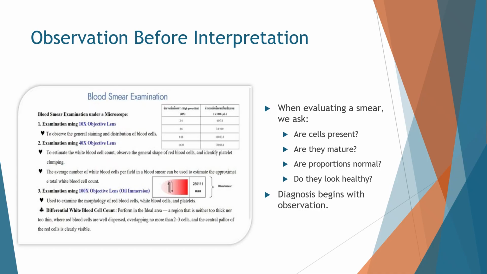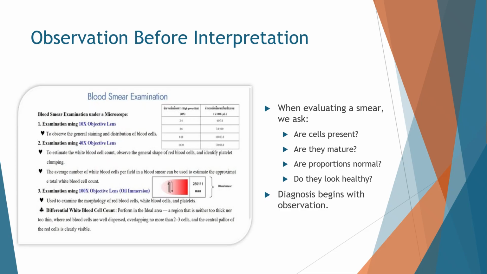Okay, this slide represents one of the most important mindset shifts you will make as a laboratory professional. Before we diagnose, before we label, before we panic about blasts or weird-looking cells, we observe first. In histotechnology and hematology, interpretation without observation is how mistakes happen. The microscope does not reward assumptions, it rewards patience. When we approach a blood smear, we are not immediately asking, what disease is this? Instead, we ask structured, observable questions.